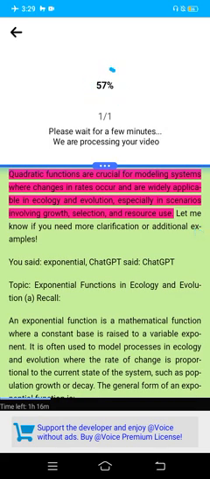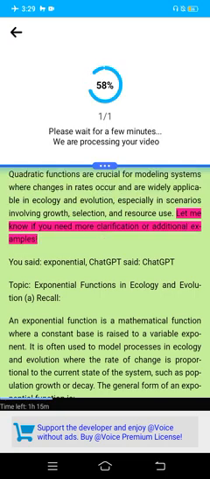Quadratic functions are crucial for modeling systems where changes in rates occur and are widely applicable in ecology and evolution, especially in scenarios involving growth, selection, and resource use. Let me know if you need more clarification or additional examples.